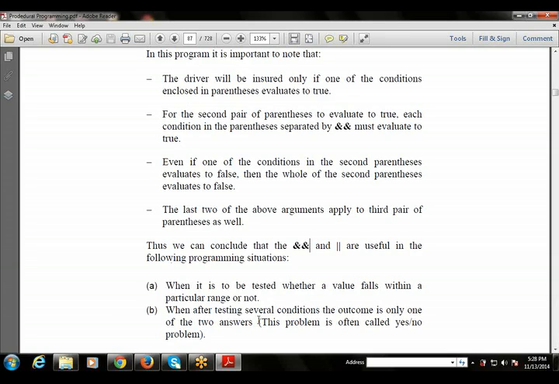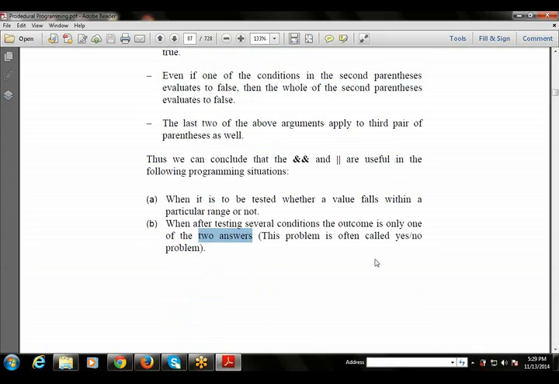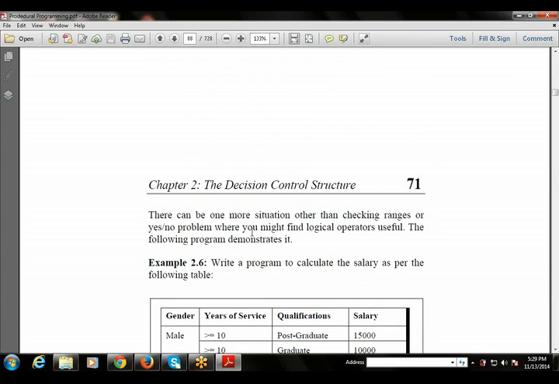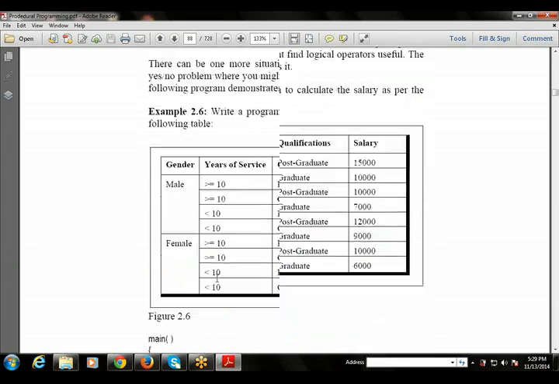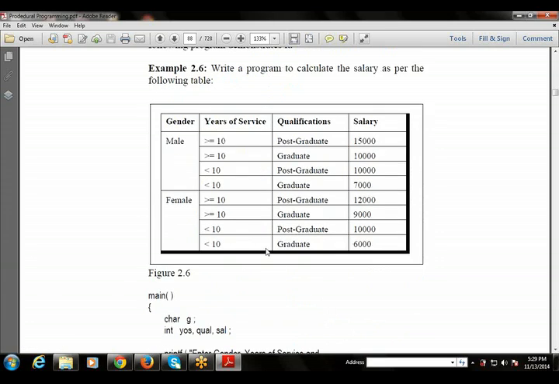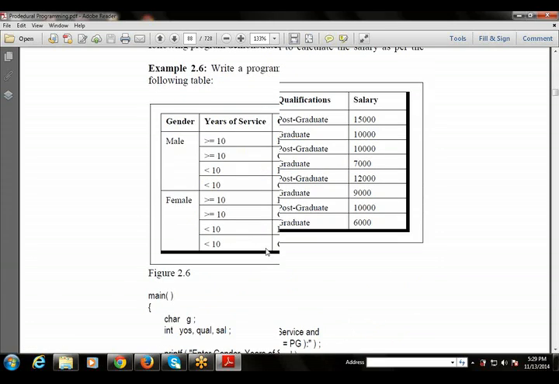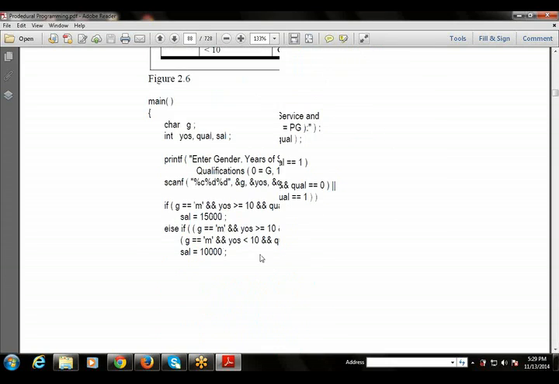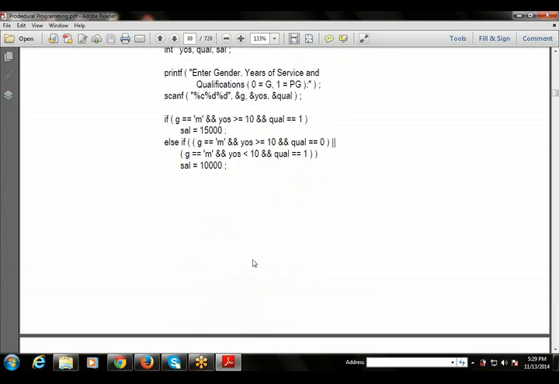Then, when after testing several conditions, the outcome is only one of two answers, that is either yes or no. There can be more conditional situations other than checking or yes/no problems, and we might demonstrate that with the help of an example. This is the next example. You have to study this on your own. I will not tell you this because it is important, and this is the easiest example that uses the logical operators.